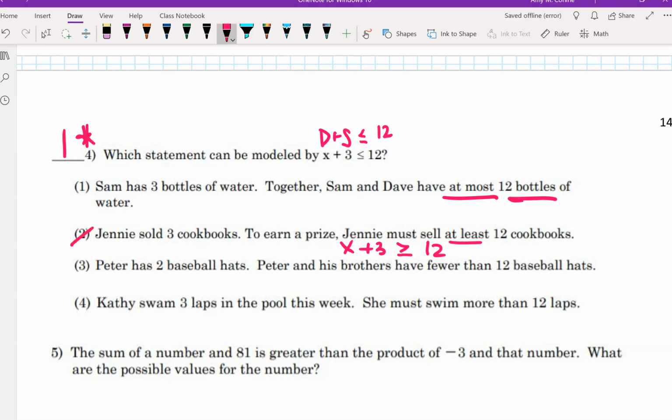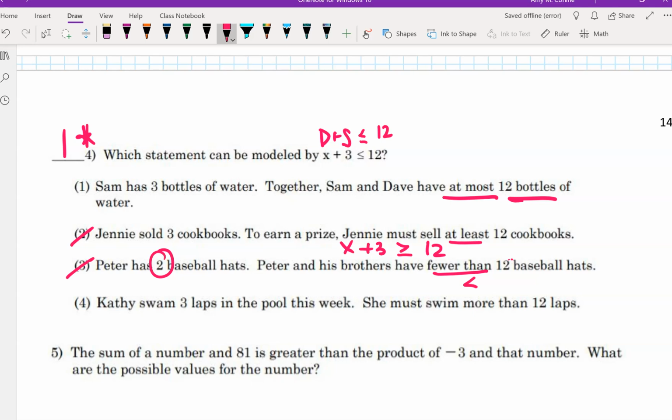So Peter has 2 baseball hats. Peter and his brother have fewer than 12 baseball hats. So the main thing here is that that's not even the right number. That would be x plus 2. Fewer than would be a less than, but we don't even have the right numbers in here. So that one needs to go away because we don't even have the right numbers for the expression.